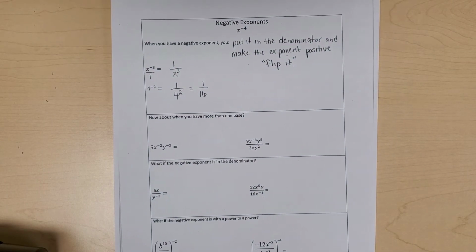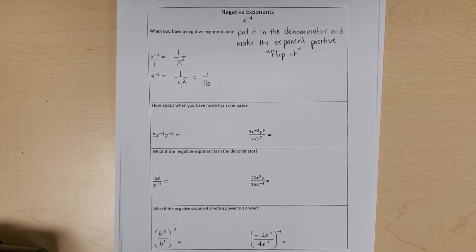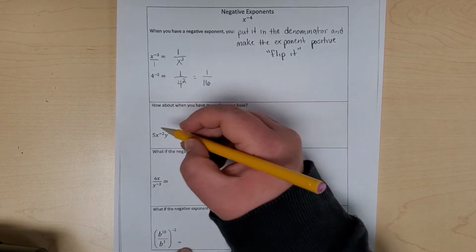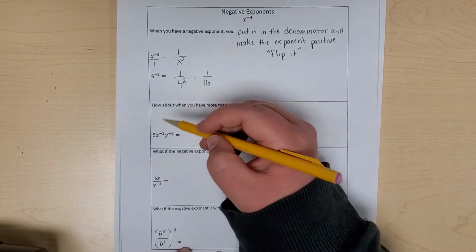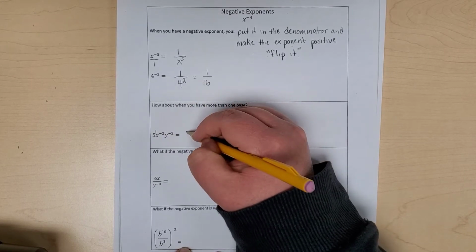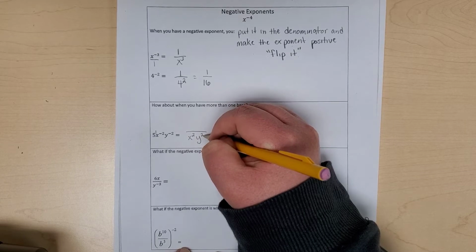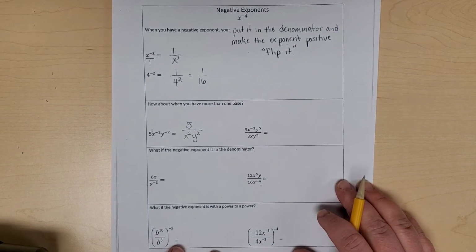Okay, but what about if it has more than one base? Same idea. Anything with a negative exponent gets flipped. So you need to pay attention to the exponent for each base. The 5 has an exponent of 1, which is positive, so that one would not be flipped. But the x and the y both have negative 2's, so both of those would go on the bottom and become positive exponents. So x squared, y squared goes on the bottom, while the 5 stays on top.